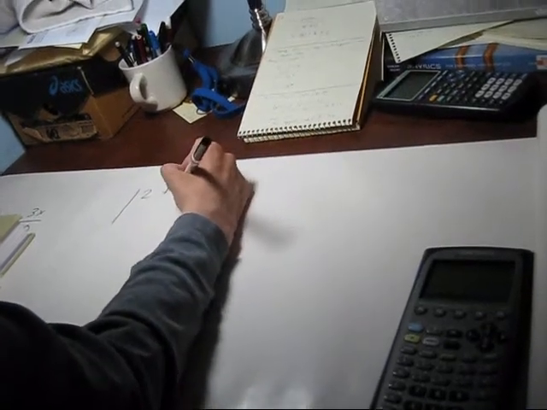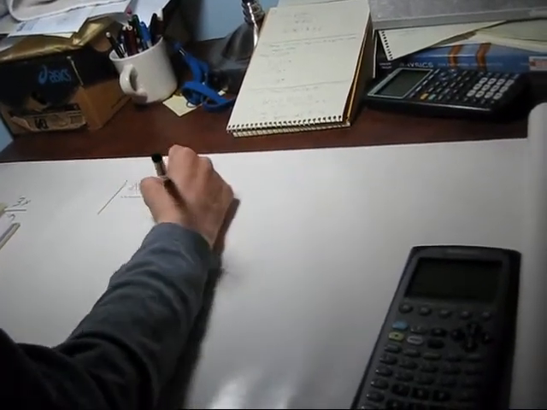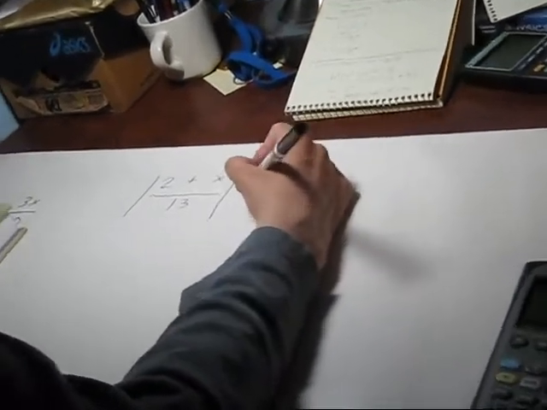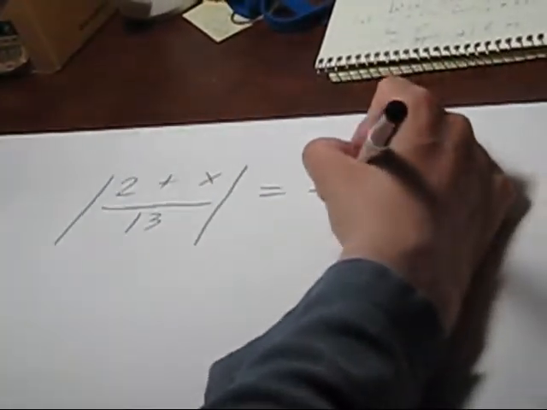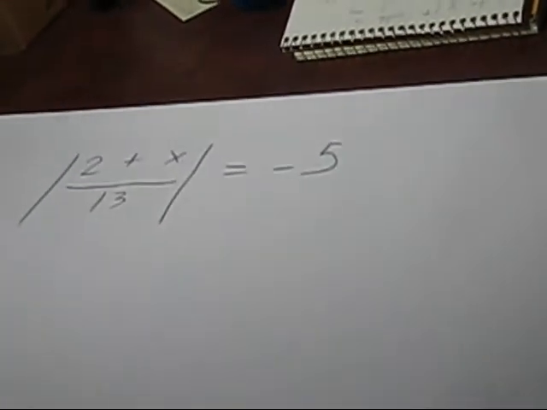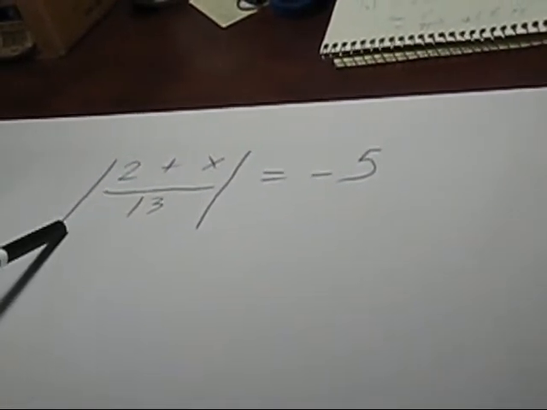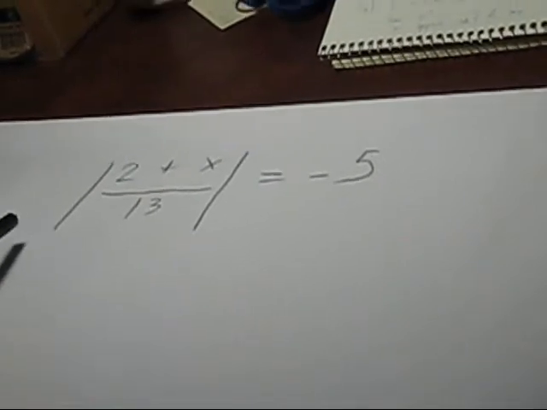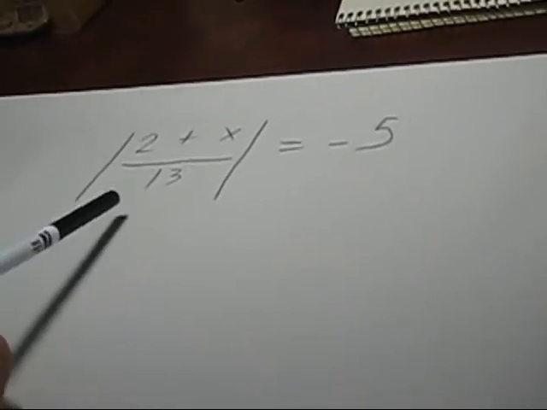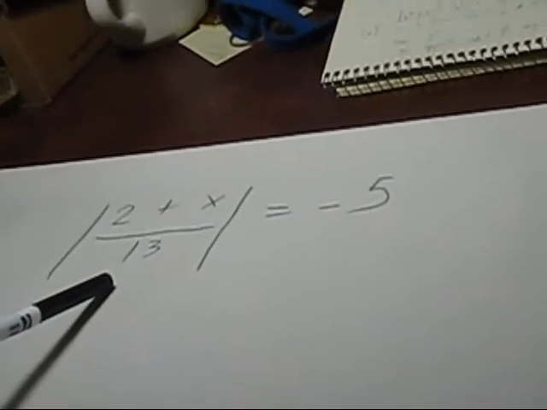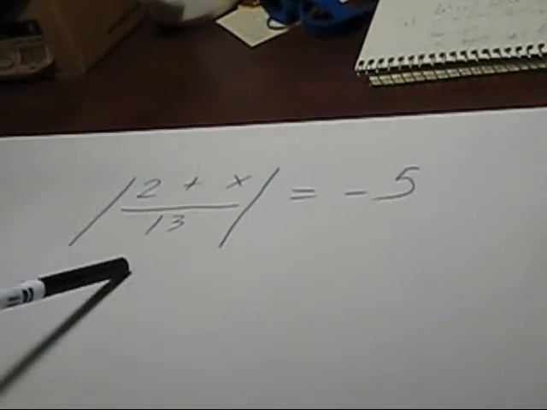2 plus x divided by 13, that's all in absolute value, equals -5. Okay, we can actually quit right here. Absolute value, one way to define it is that it's the distance from the quantity inside of the absolute value to the origin. So it's a distance.